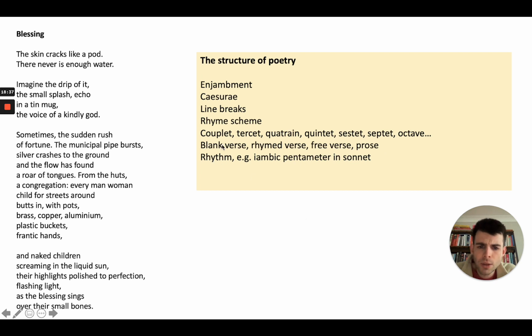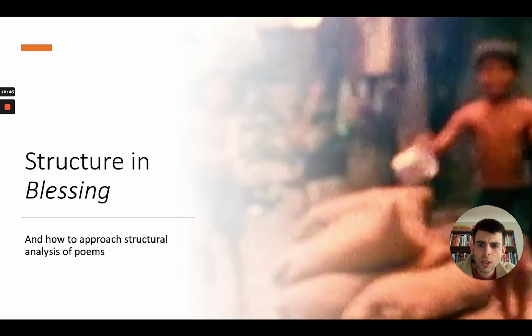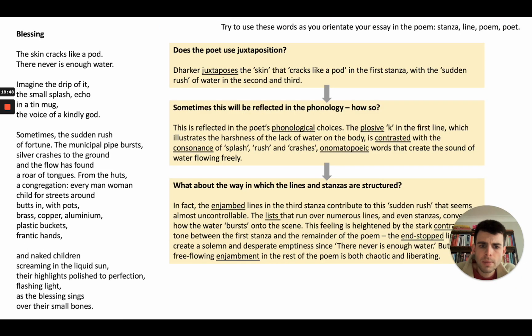Rhythm, is there a rhythm? So iambic pentameter in a sonnet. Great, I think that's it. Yes, that's it. So do have another watch maybe, and have a go at this first thing where you're using all those structural things we talked about and trying to write in a way that's convincing. Hopefully that was helpful.